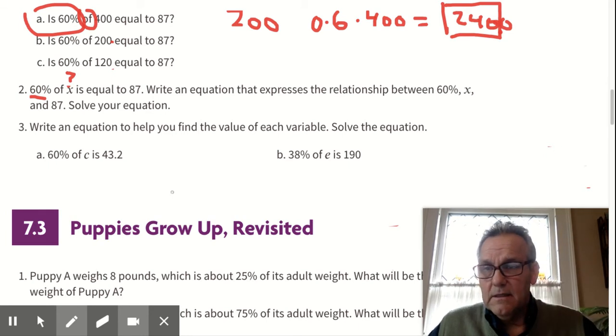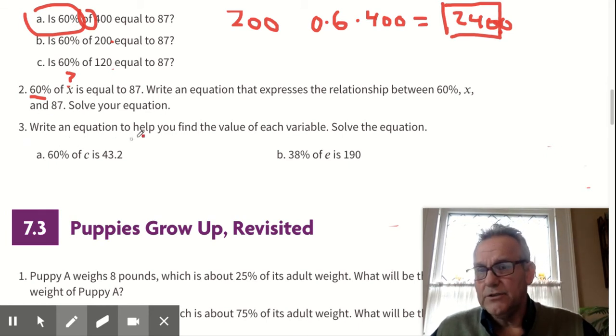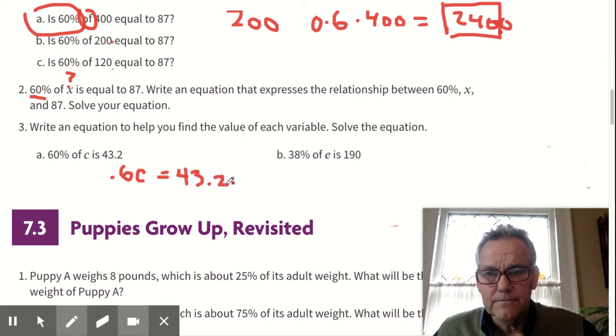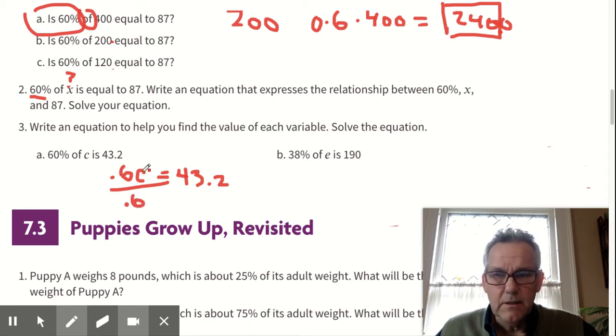So, number 3, write an equation to help you find the value of each variable. So 60% of C, so I'm going to convert 60% to a decimal, 0.6. Of C means multiply, so just 0.6C equals 43.2. So I just have to now divide both sides by 0.6. If I do that, this side factors out. That's just going to be 1. And 1 times C, of course, is C. And this becomes 43.2 divided by 0.6.